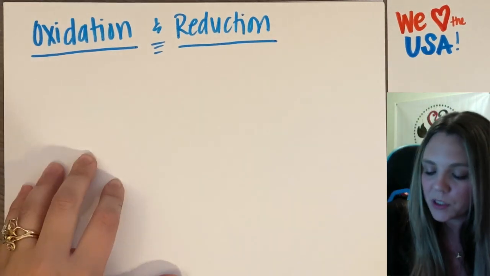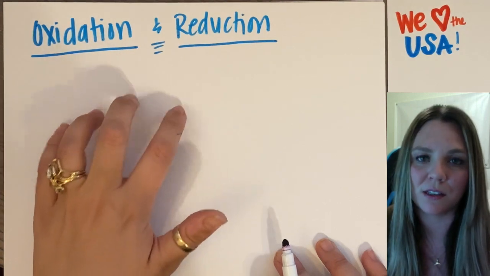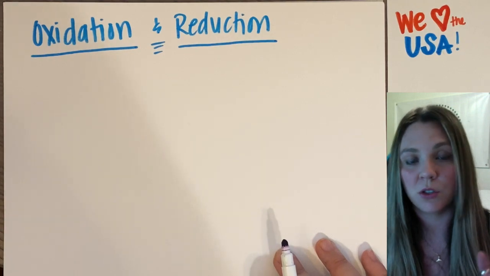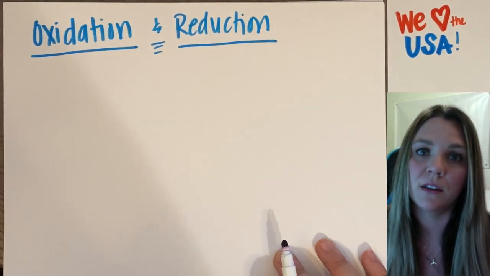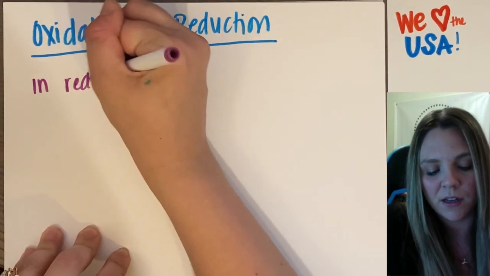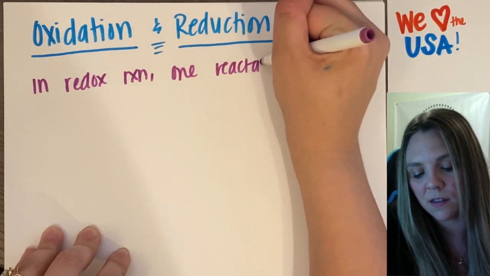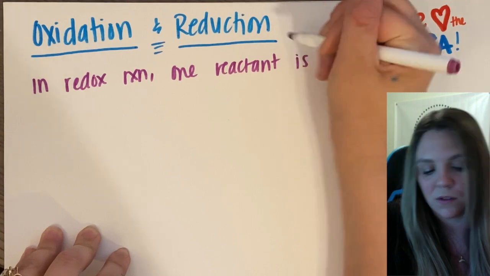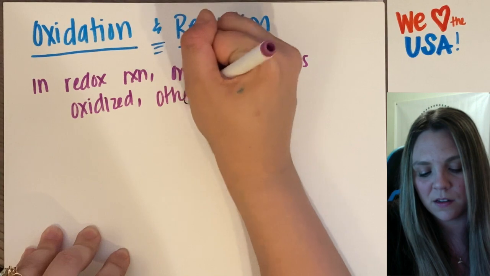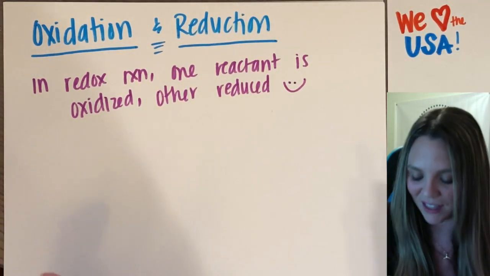First, everyone has to be really confident in assigning their oxidation numbers. If you need extra practice with oxidation numbers, do extra practice, but you have to be good at assigning your oxidation numbers to determine this stuff. In a redox reaction, one reactant is oxidized, the other is reduced. Okay? What the heck does that mean?